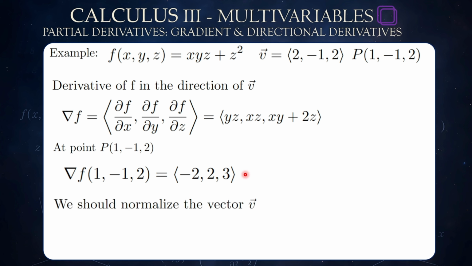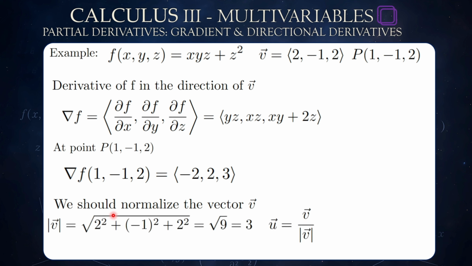We should normalize the vector v. It needs to become a unit vector. This is what we're referring to. So v in magnitude, or in size, is equal to the square root of 2 squared plus minus 1 squared plus 2 squared, which is the square root of 9, or 3. So u, the unit vector of v, is equal to v divided by the length of v, or 1 over 3 times (2, -1, 2).